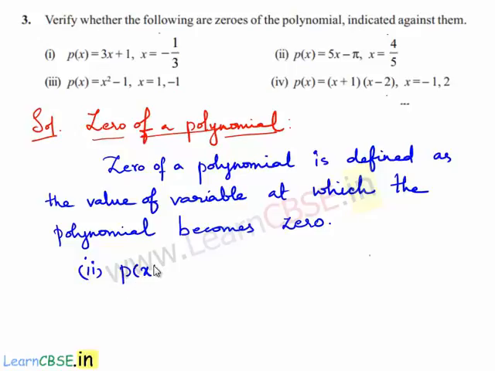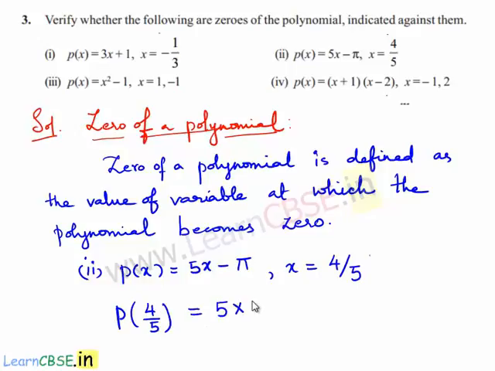So the second bit is p of x is equal to 5x minus 5, provided x is equal to 4 by 5. So let us substitute the value of 4 by 5 in place of x. We get p of 4 by 5 is equal to 5 multiplied by 4 by 5 minus 5.